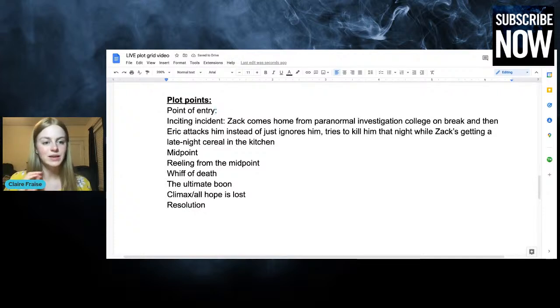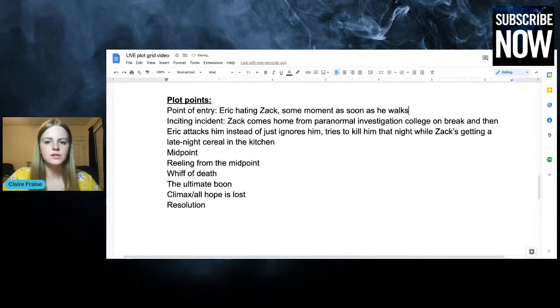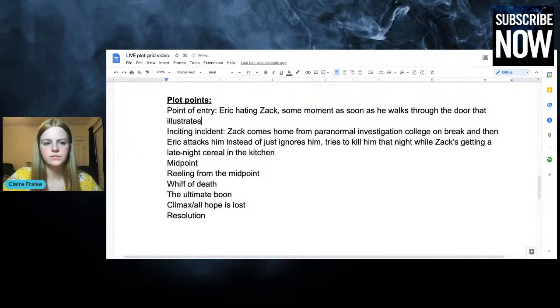Because the story is about the two brothers, the point of entry has to be something that showcases the fact that they hate each other, because at the end of the book, they're going to like each other. So Eric hating Zach some moment as soon as he walks through the door, that illustrates how much he hates Zach.